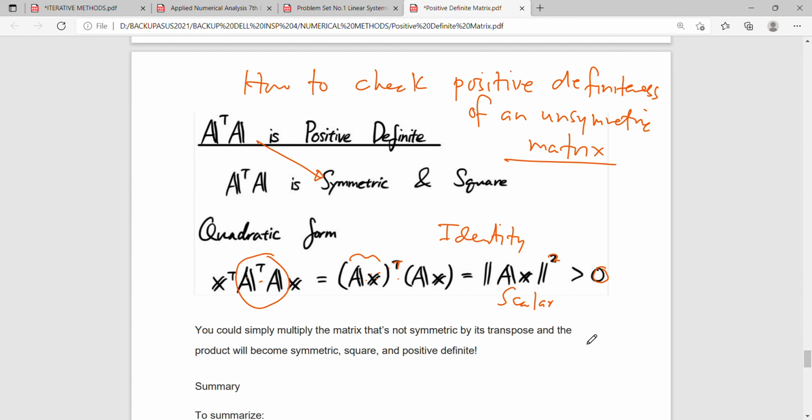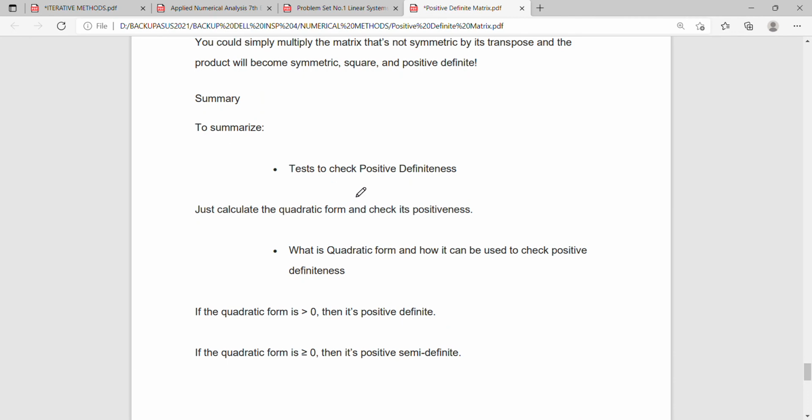So, to summarize, this is the summary. Test to check positive definiteness. We used rule number 5, no? The quadratic form, just to get rid of all the types of tests, which are sometimes only a part of what the fifth test is all about. Okay, so you might as well do the quadratic form, which is already a complete test to be assured of positive definiteness of the matrix.